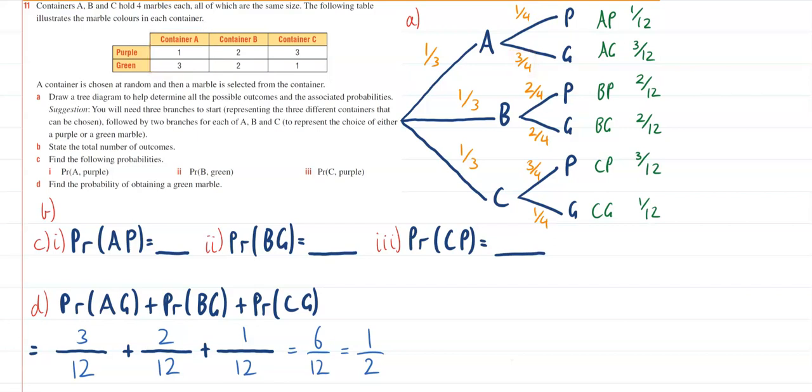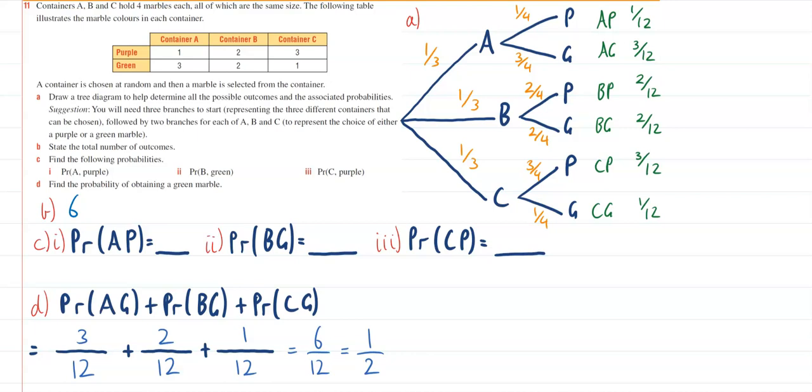Let's get into some questions though. State the total number of outcomes. We can multiply our number of arms along each selection to calculate this. So 3 times 2 is 6. We could also add up our arms at the end, PG, PG, PG, so 6 there. A couple of ways to do that.